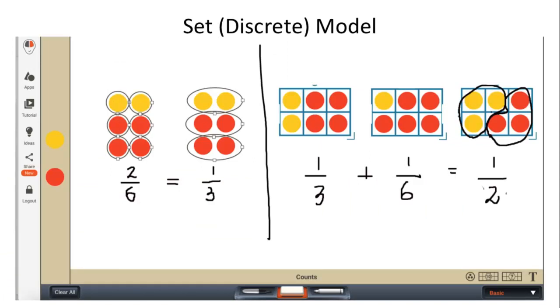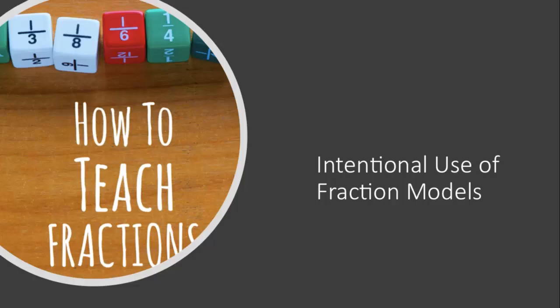In a set model such as two-color counters, a whole consists of a set of objects, and a fraction can be represented as a subset of the whole set. Before using these models, we must ask, are any of these models more appropriate than the others in some context, and why? Considering this question, we must intentionally select and use our fractional model.